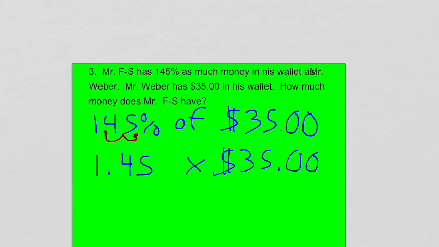And at this point, I'll let them use a little technology to get this exact answer. 1 and 45 hundredths times 35. And that's going to be $50.75. That's how much Mr. FS has in his wallet.